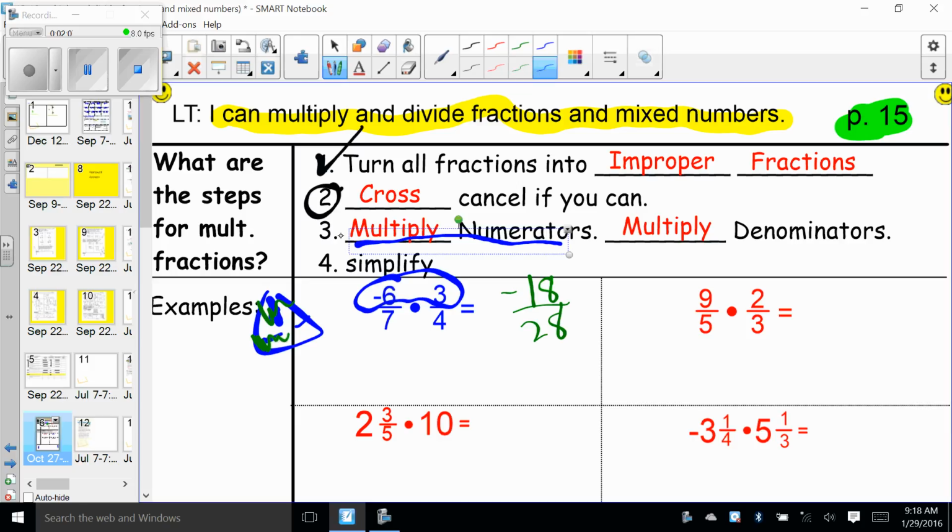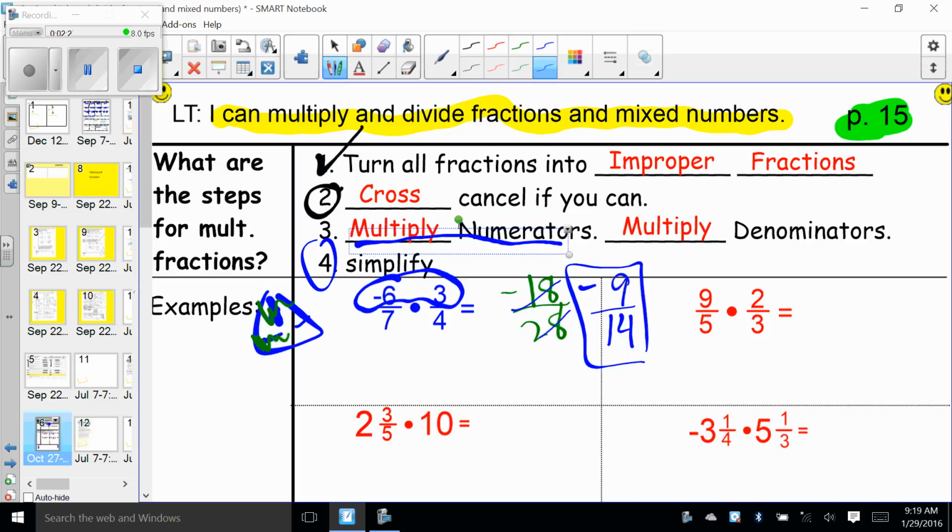Our job is to put it in simplest or lowest terms. So if I think about that, -18 and 28 are both even, I can cut them in half. So I'm going to divide that in half, which is -9. I'm going to divide that in half, which is 14. So my answer then would be -9 over 14. That's the first example there.